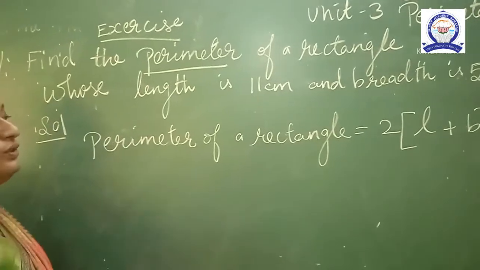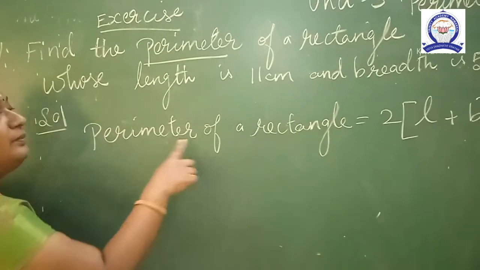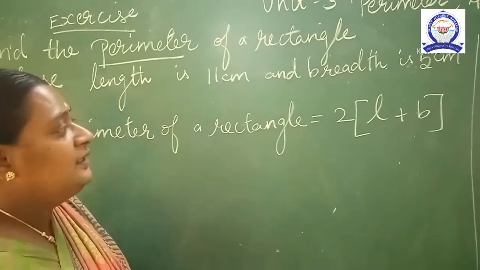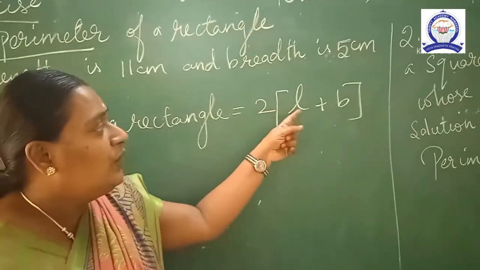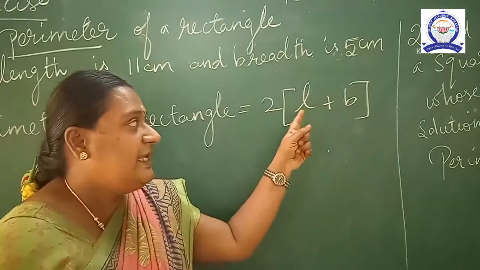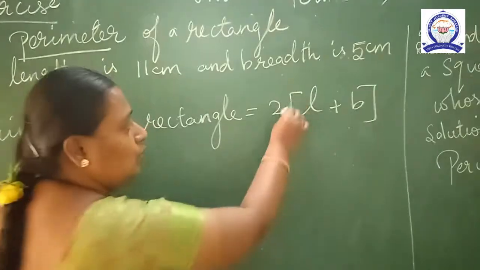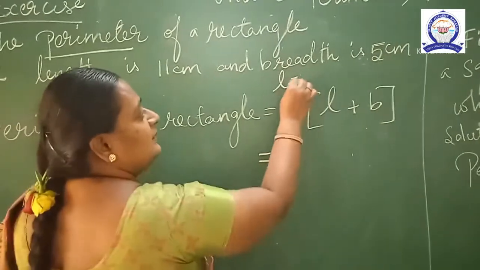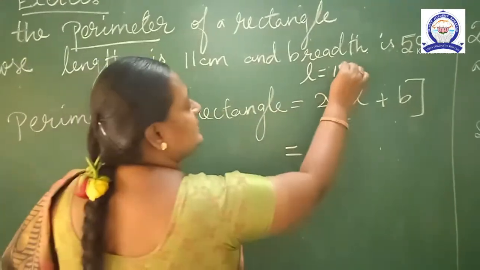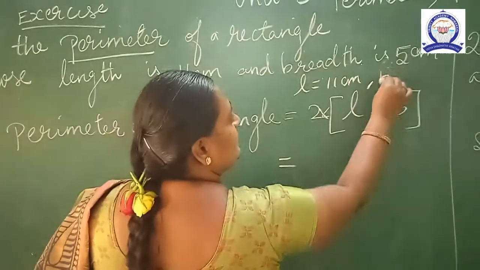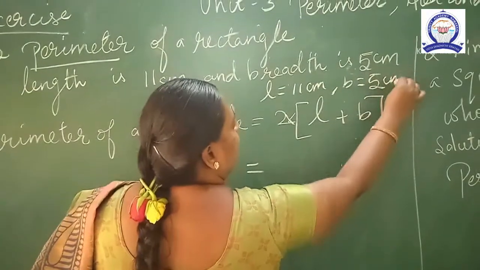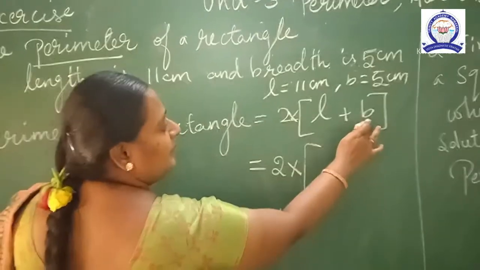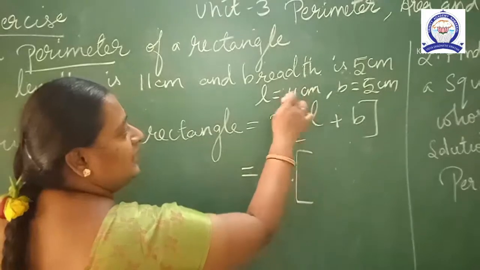First you have to know the formula of perimeter of a rectangle. What is the formula? That is 2 into (L plus B), that is 2 into (length plus breadth). Length is 11 centimeter and breadth is 5 centimeter. In the formula you substitute length and breadth.